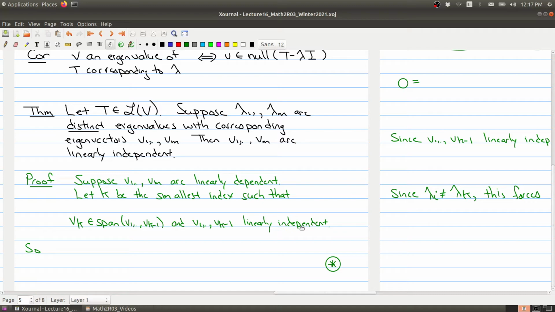Right? So you take your first vector, it's linearly independent. Then you take your second vector, is it in the span? No, well then it's linearly independent, right? So you keep building up. Because the full set is linearly dependent, at some point you will find a vk that belongs to the span.